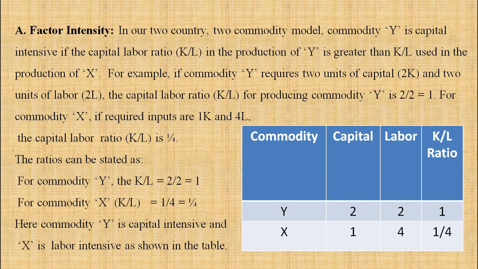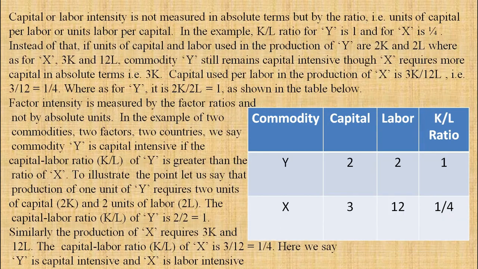The ratio can be stated for commodity Y, K/L, 2:2, that is 1. For commodity X, K/L, that is 1 by 4. Here commodity Y is capital intensive and X is labor intensive. It is shown in the table. You have to show the table like this. Capital or labor intensity is not measured in absolute terms but by the ratio, that is the units of capital per labor or units of labor per capital.